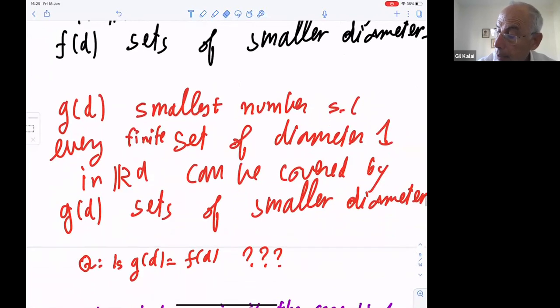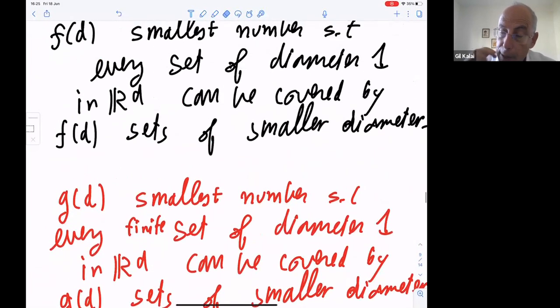And of course, in cases where F of D is equal to D plus 1, also G of D is equal to D plus 1, because G of D is always greater or equal to D plus 1, as seen by the vertices of the regular simplex. So the regular simplex shows us that G of D is greater or equal to D plus 1.